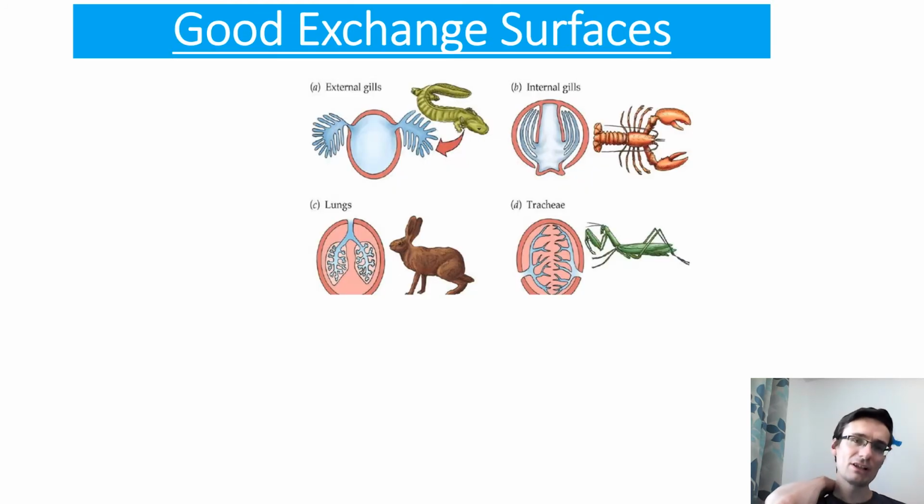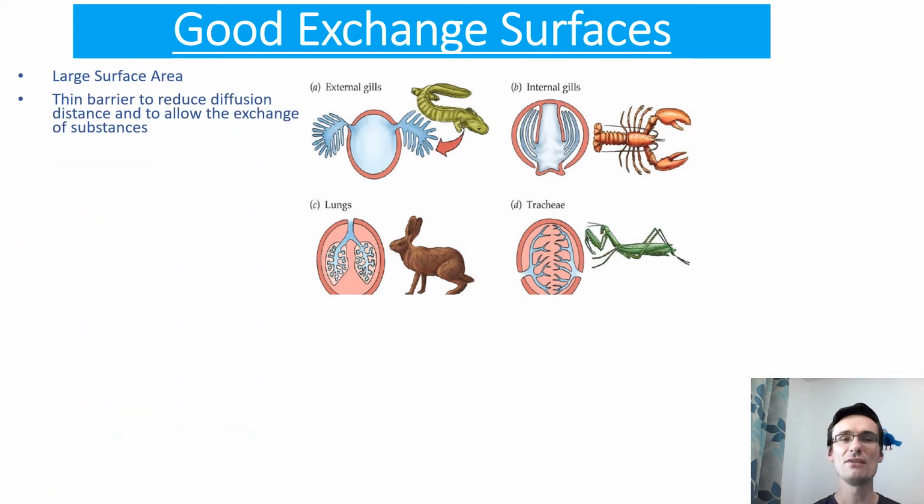So when we're talking about good exchange surfaces, then we basically need something that's going to increase the surface area to volume ratio. So anything that's a good exchange surface needs to have a large surface area, and pretty much if you're given any example of this, the answers, especially if it's an animal, will always be the same. It doesn't matter if it's a type of animal you've never heard of. So on this diagram, we've got external gills, okay, which are the gills of the axolotl in this picture.